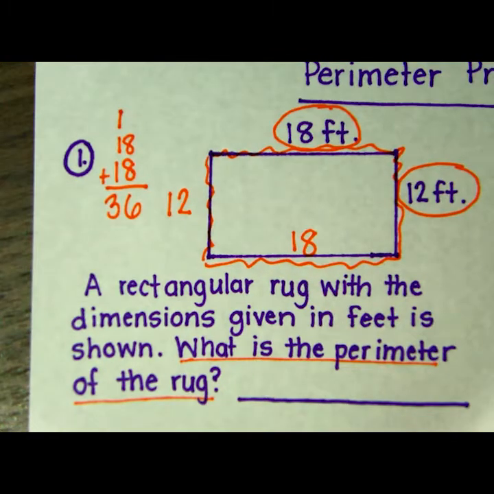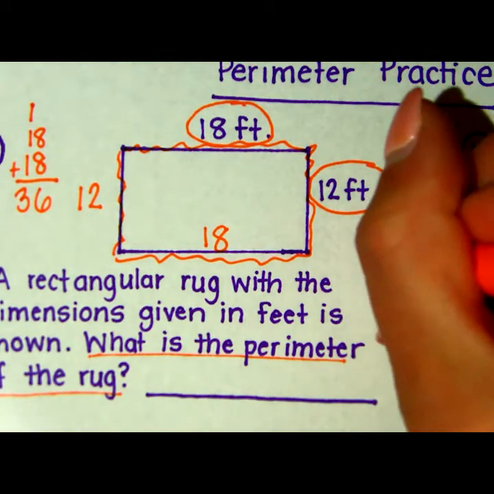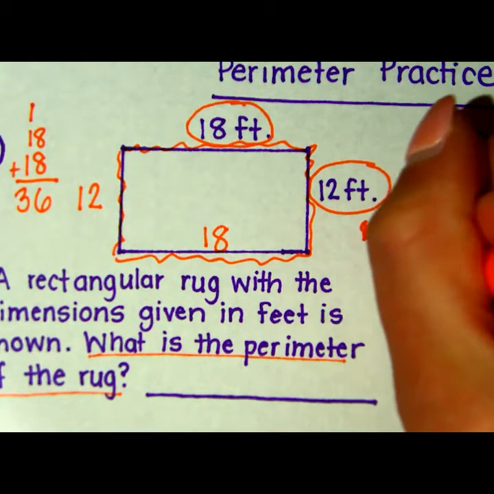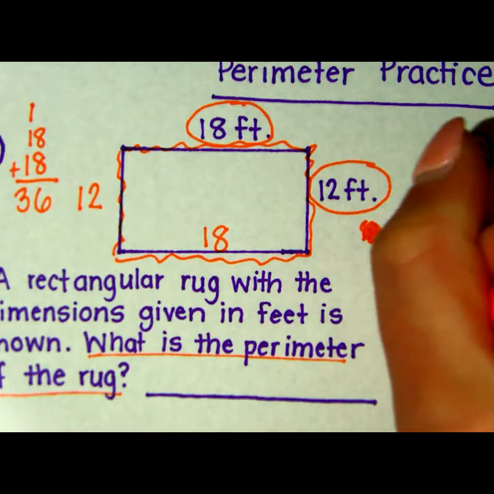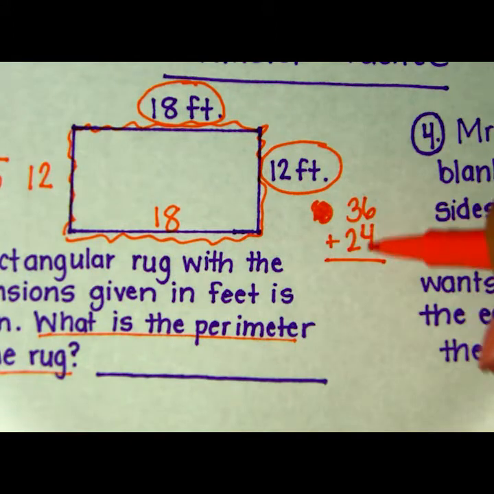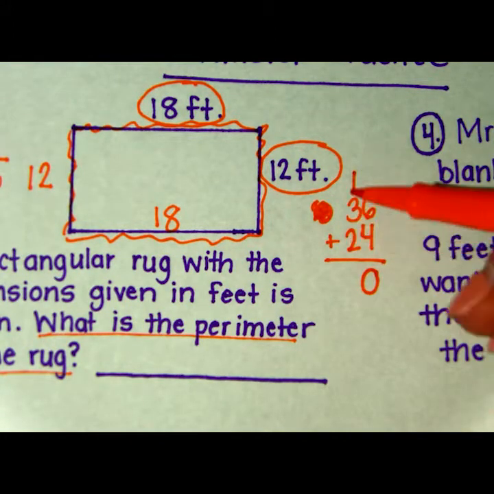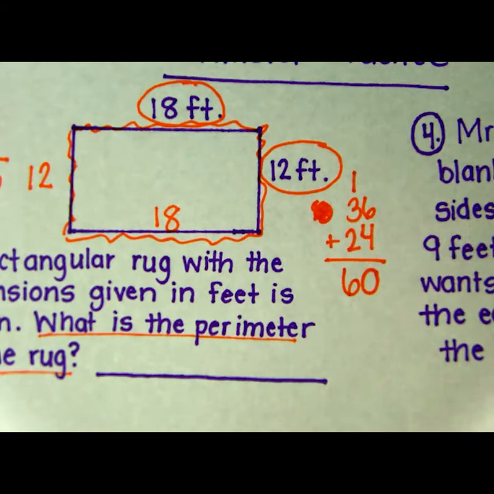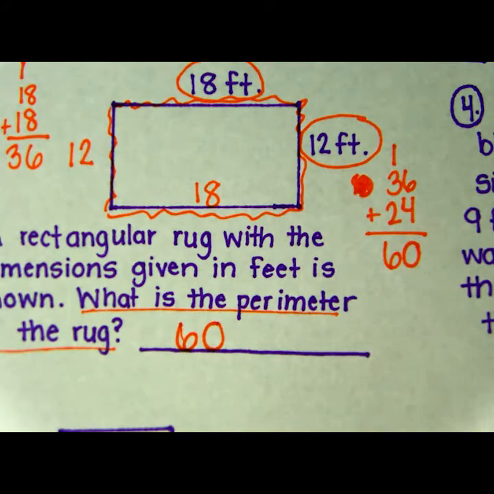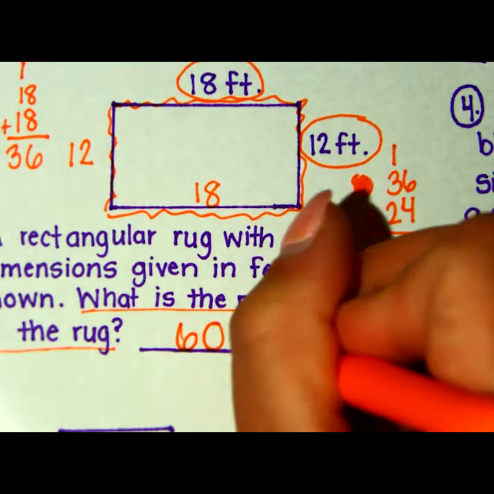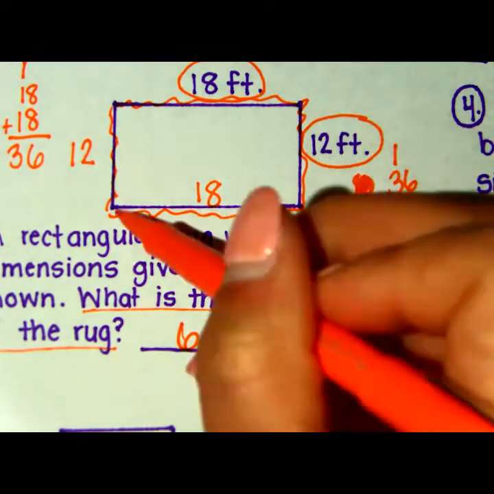Now I do happen to know 12 plus 12 is 24. So now down here I'm going to add 36 plus 24. 6 plus 4 is 10. Put the 0, carry the 1. 3 plus 2 is 5, plus another 1 is 6. The perimeter of this rug is 60, and just like in the video, I've got to remember my label, feet. So 60 feet to travel all the way around the outer edges.